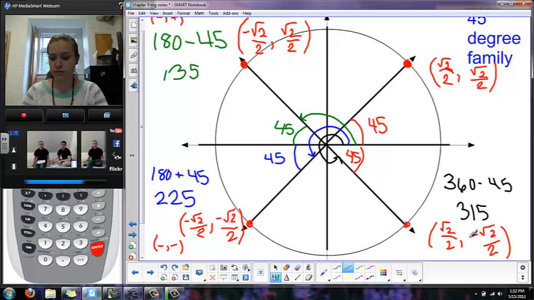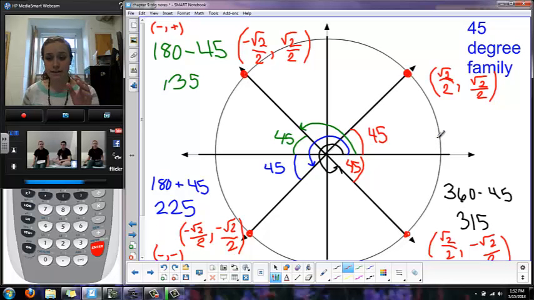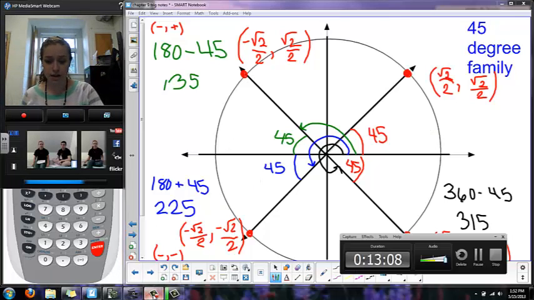Okay? Alright, so I have to stop this video in 1 minute, but this is what we're going to do. We're going to learn the exact values of the sine and cosine of 30 degrees, 45 degrees, and 60 degrees, and then we're just going to show that we have cousins to each of those angles in all the quadrants. Okay? So I have to stop, and then I'll make you another one.